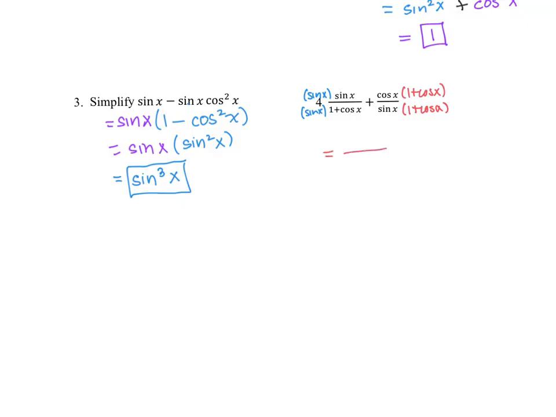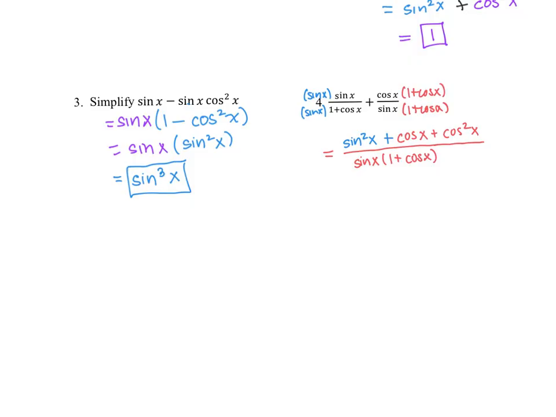Now I'm going to rewrite the denominator. I'm going to leave it in factored form because sometimes something cancels, and if I leave it in factored form, it's easier for me to see what's going to cancel. But I am going to distribute out the numerator to see what's happening there. So sine times sine is sine squared x plus cosine x times 1 plus cosine x is cosine x plus cosine squared x.